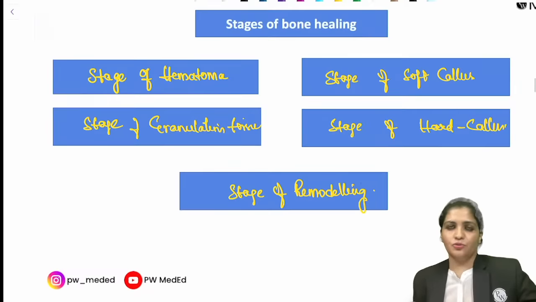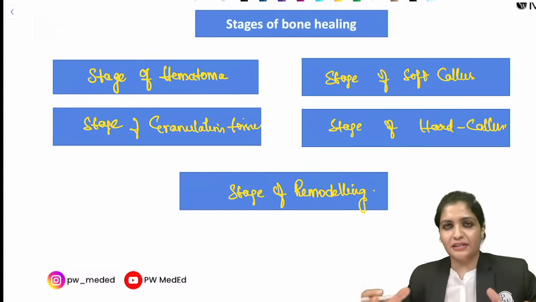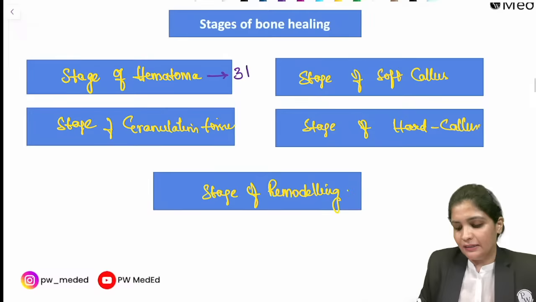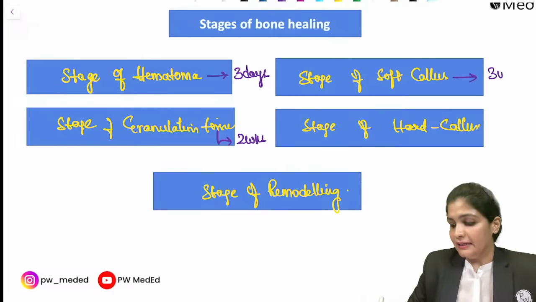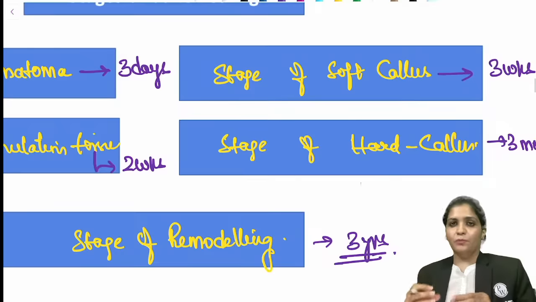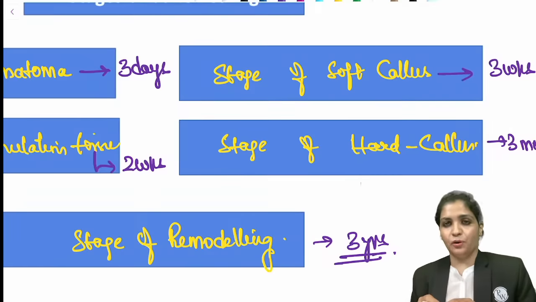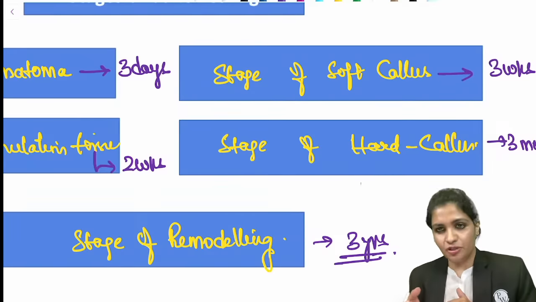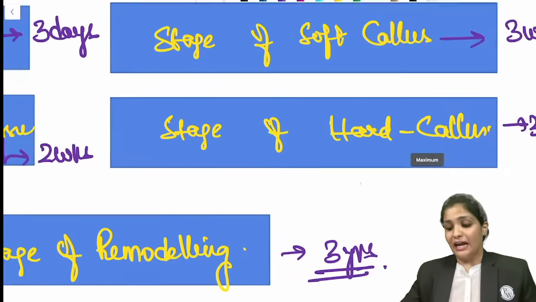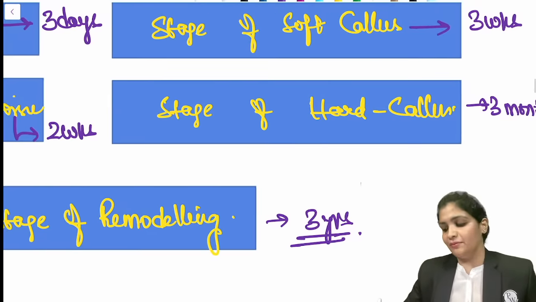And then there is the stage of granulation tissue. You already know there are various osteoprogenitor cells present around the fracture site, which will enhance bone healing. The hematoma is within 3 days, the granulation tissue is somewhere within 2 weeks, the soft callus is 3 weeks, the hard callus is 3 months, and remodeling is 3 years. After the granulation tissue, there will be soft callus formation. Soft callus is the soft, immature bone formed because the osteoprogenitor cells differentiate into osteoblastic cells, and whatever bone they produce is called soft callus or the osteoid. Then this bone becomes hardened. This is called the hard callus, which will be in the range of 3 months.